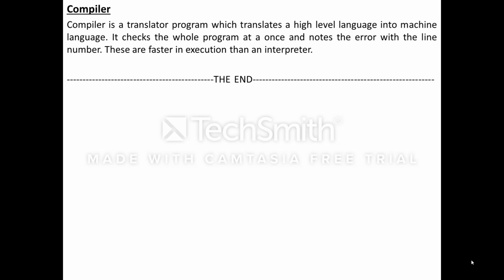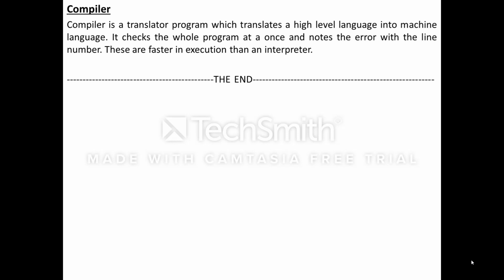compiler. Compiler is also a translator program which translates a high level language into machine language. It checks the whole program at once and notes the error with the line number. These are faster in execution than an interpreter. Now, compiler does the same thing. Compiler also translates the high level language program into machine language. The only difference is it checks the entire program at a time, right? And then notes down the errors with the line number.